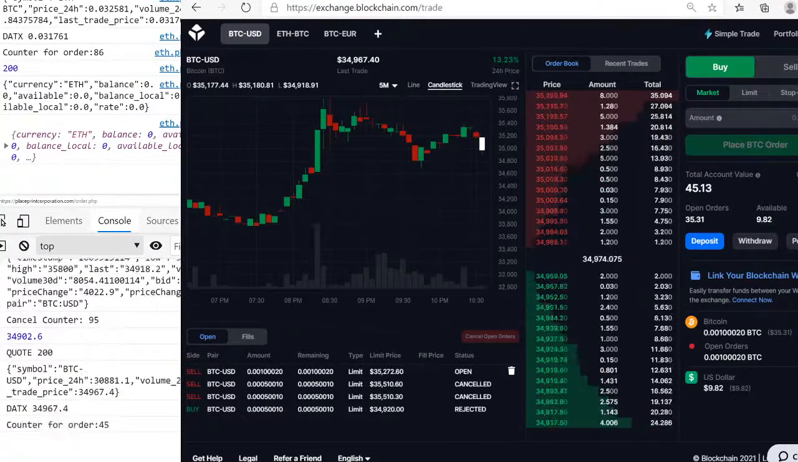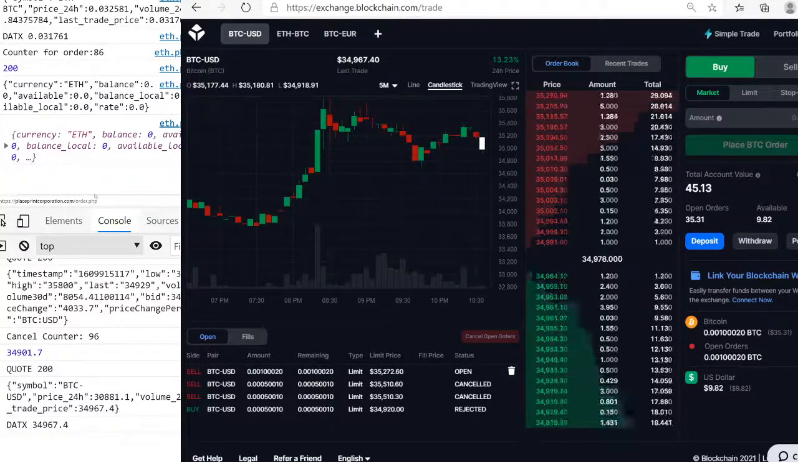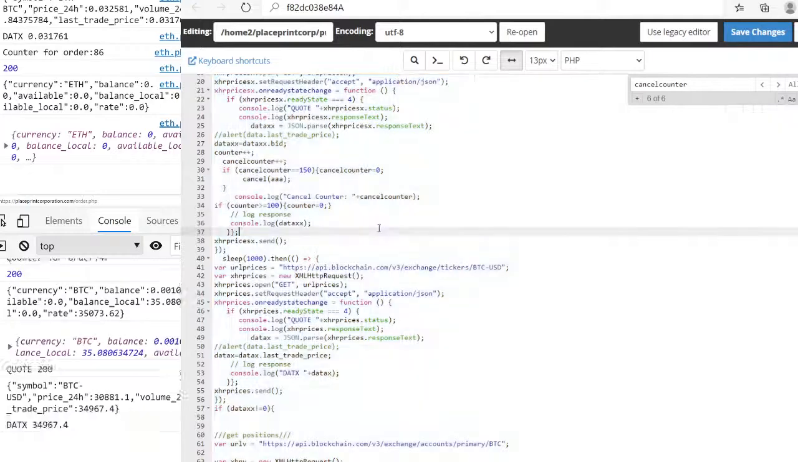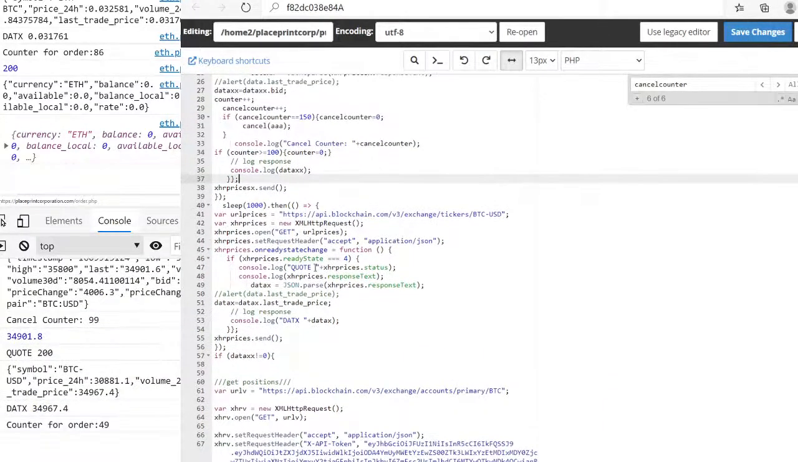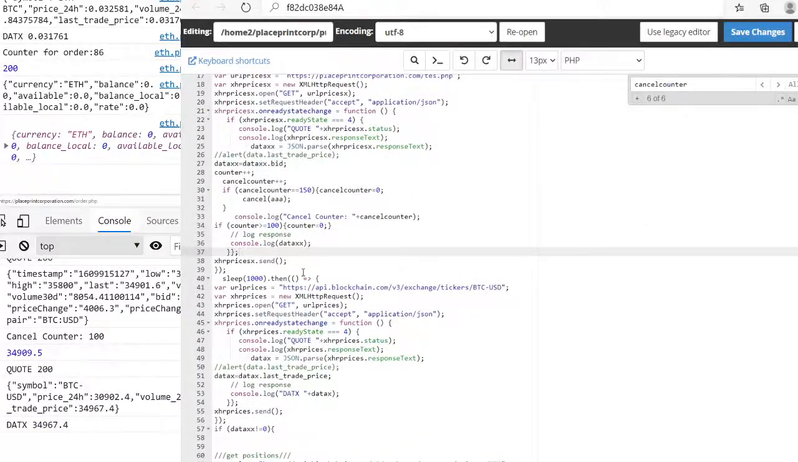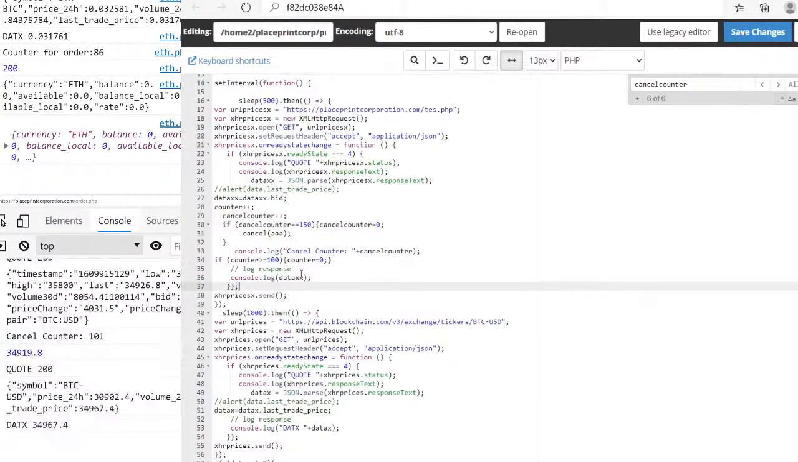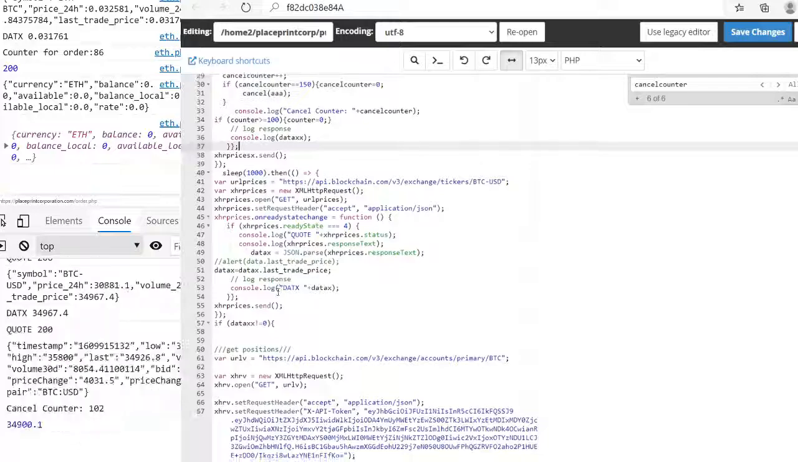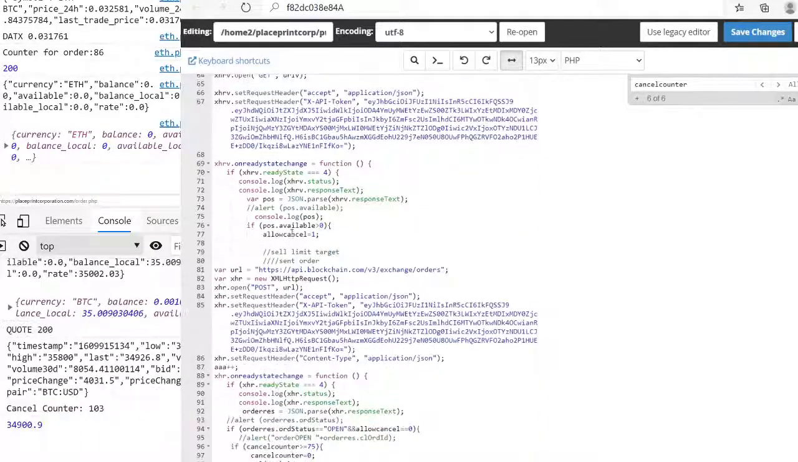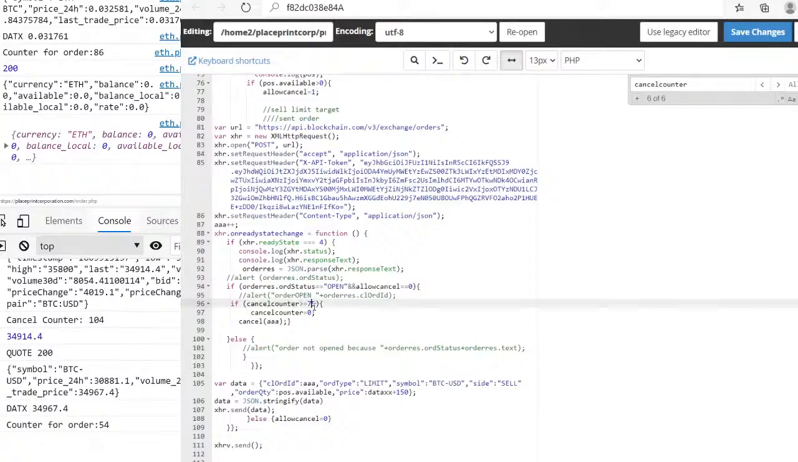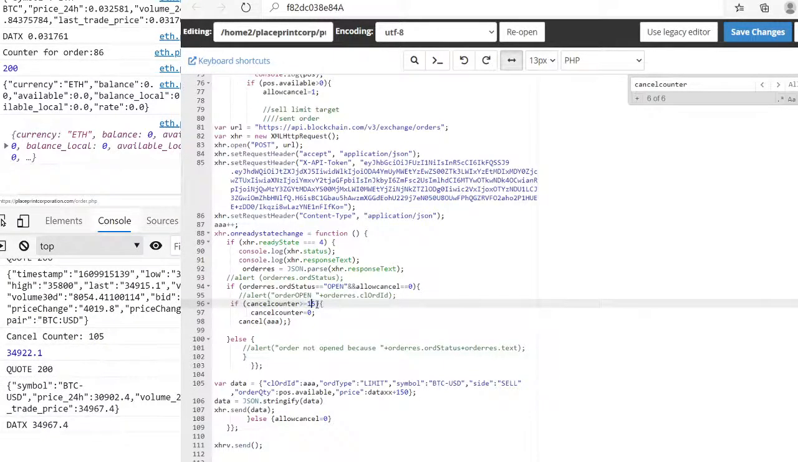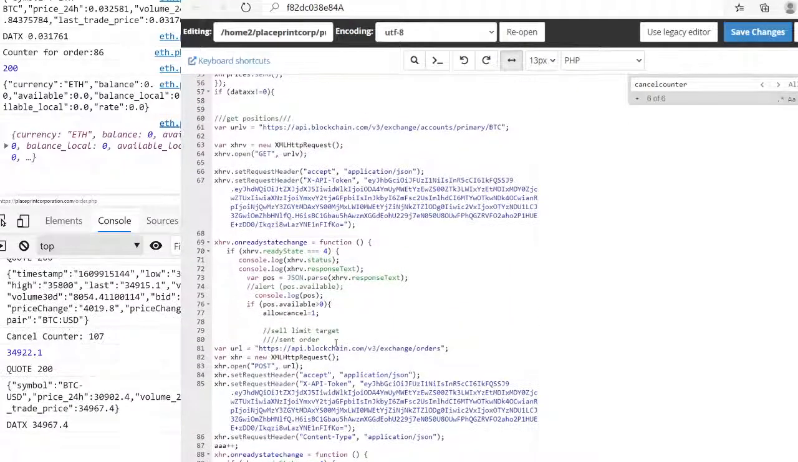In fact, you know what I'm going to do? I'm going to slow down the buy condition. So instead of buying quickly after 75, we're going to slow it down to 150, right where the cancel is.